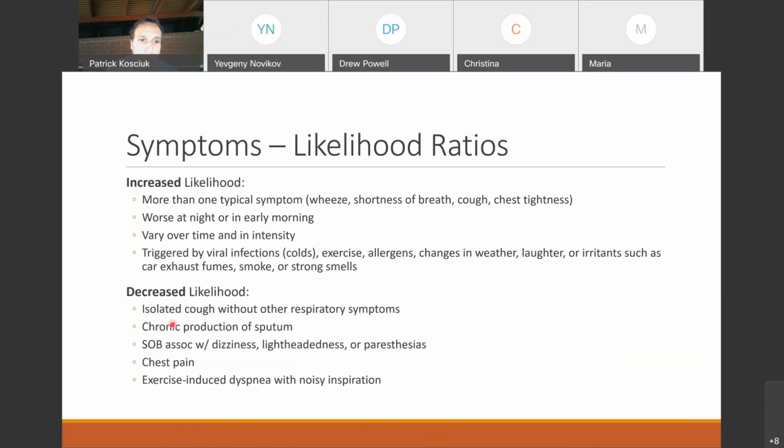If you are actually a sputum producer, probably less likely. If you have shortness of breath with other associated symptoms that can often be associated with cardiac phenomena, probably less likely. True chest pain, so this is the sharpness, isn't that dull chest tightness that people feel that's pressure related. This is the sharpness, less likely, again. Good.